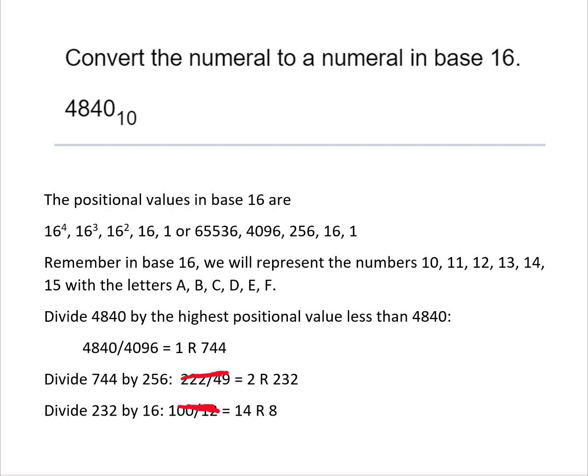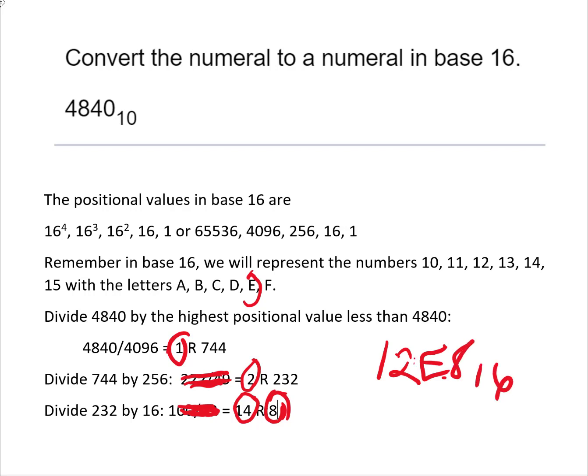I'm sorry, I didn't put in the right divisions here. I'm just going to cross these out. These were carried over from the last problem. And you do get 2, remainder 232, and then take 232 and divide by 16, and you get 14, remainder 8. So here's what I need here. I need the 1 and the 2. Now notice the 14. I can't write 14 in one position. So what am I going to use to write 14? I'm going to use an E. And so I've got 1, 2, E, 8, and now I'm in base 16.